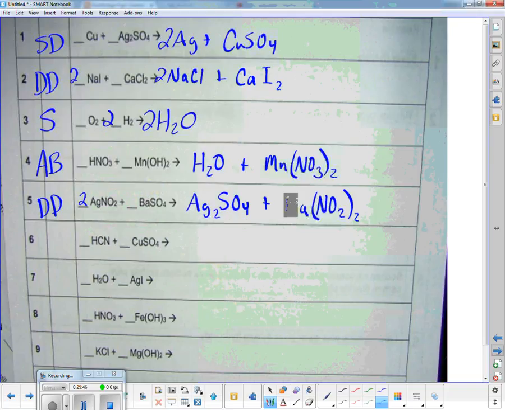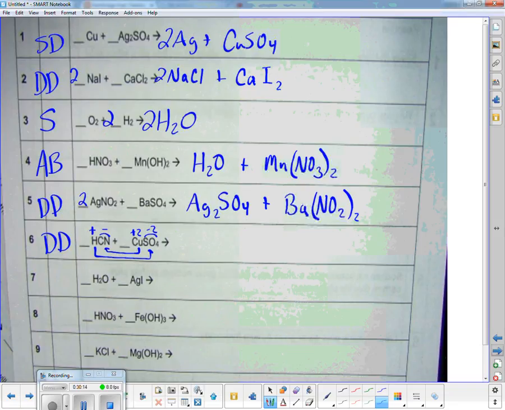AgNO2. Yep. Okay, next one down, what type? Double displacement again. Okay, H is a +1. CN, which is cyanide, is a -1. SO4 is a -2. That means copper has to be a +2. H is going to go with SO4. Cu is going to go with CN.